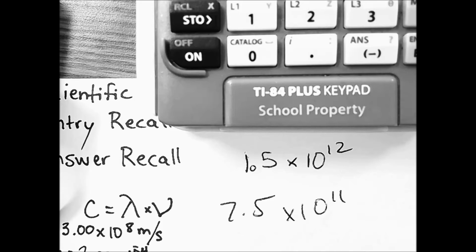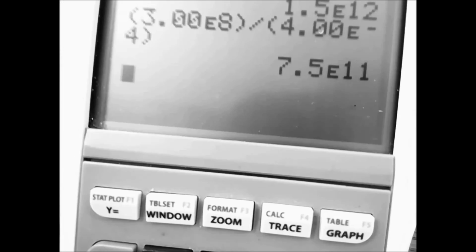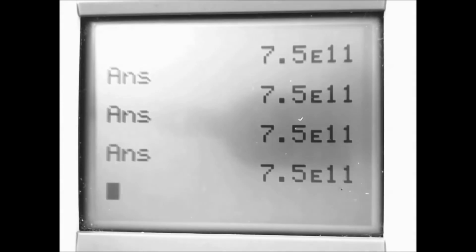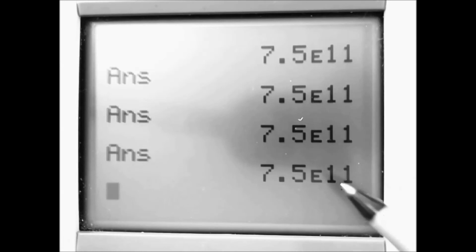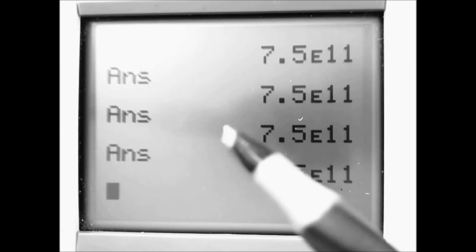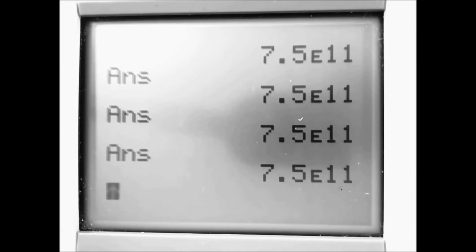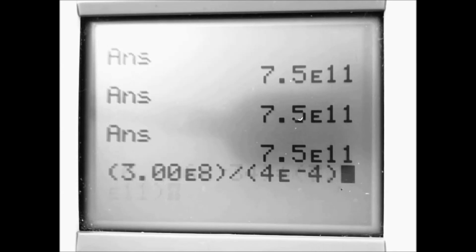Now, what if I accidentally cleared my screen and I want my answers to pop up one more time for me to see? We can use the answer recall. So ANS, that's answer. You want to push second. When you push second answer, it'll just show you what the last answer was. It can't show you 2 or 3 or 4 answers back. You'll have to use entry recall for that. But if you cleared your screen and you didn't get to write your answer down, you can push second answer and it'll put your last answer back on the screen, or you can do entry recall and it'll put the whole thing you typed in back on the screen for you. Anyway, that's it.